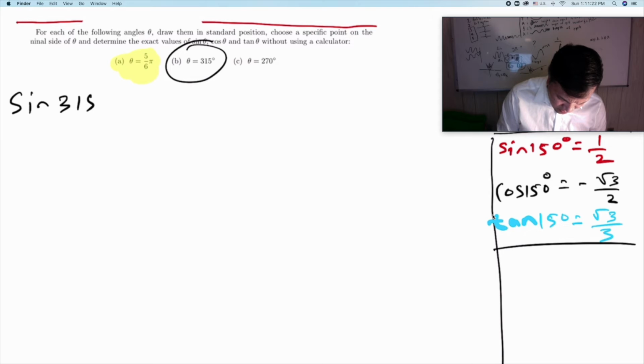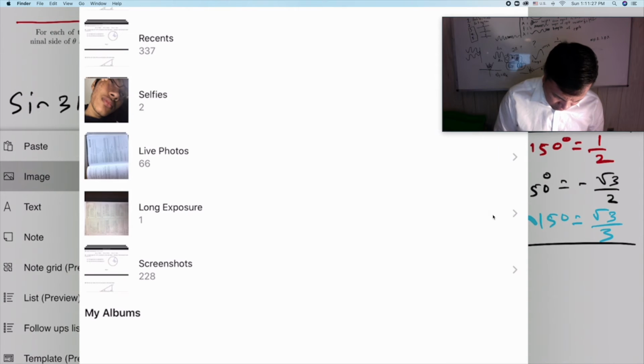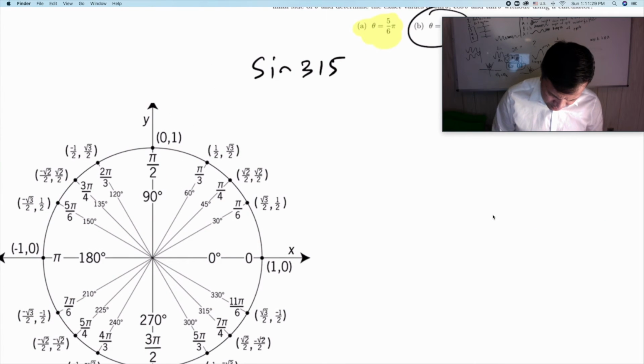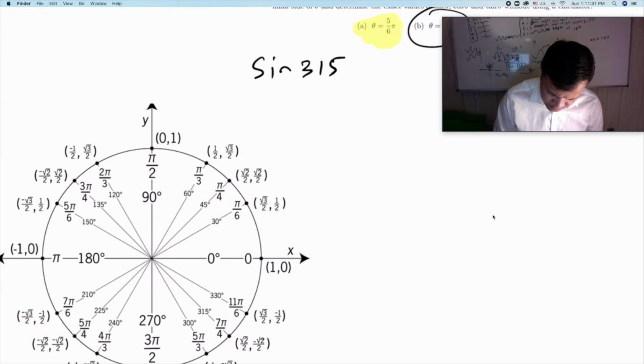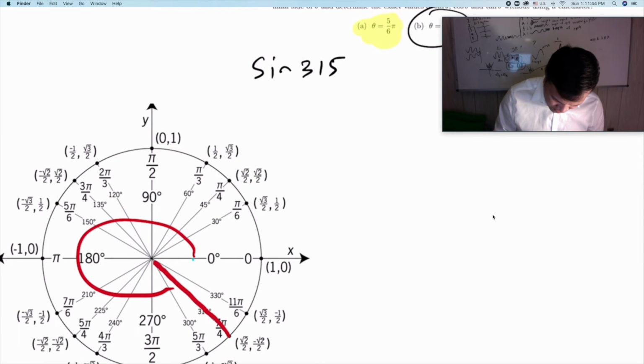Let's, for the first time, use the unit circle. Okay, so this is my unit circle, and theta 335 is this one. If this is 335, then this must be negative 45. Clockwise is negative 45, counterclockwise is 315, and sine 315 is negative square root of 2 over 2.